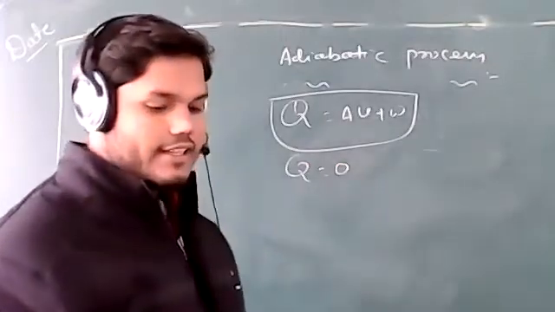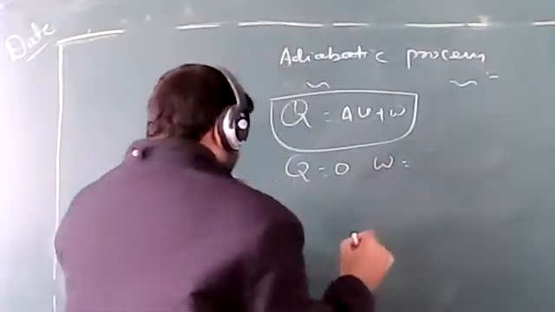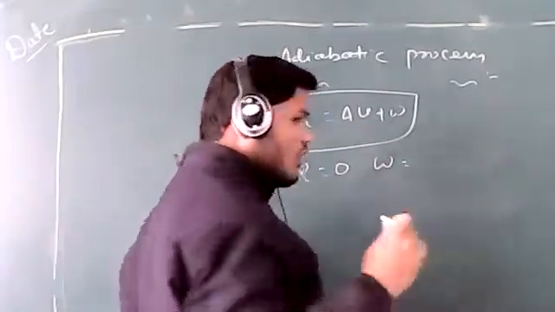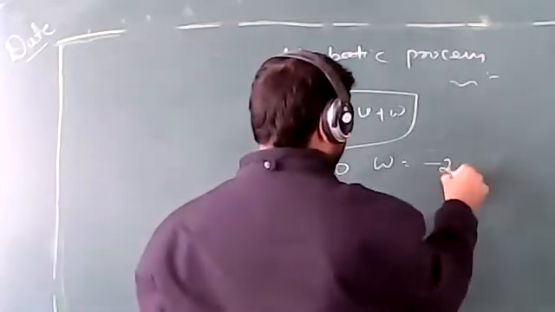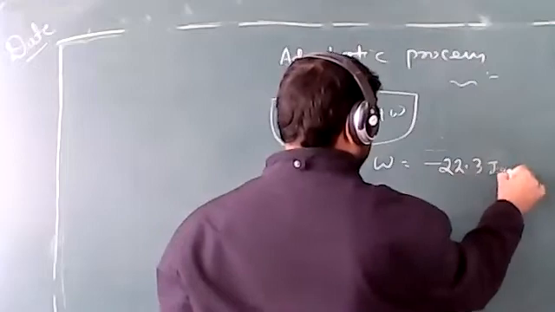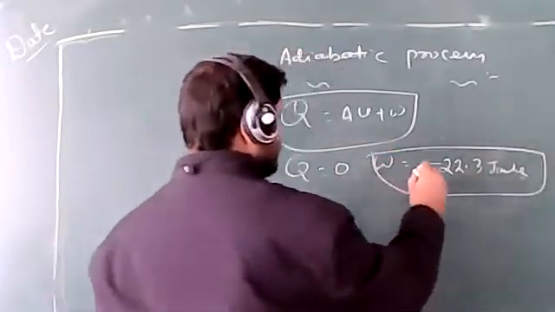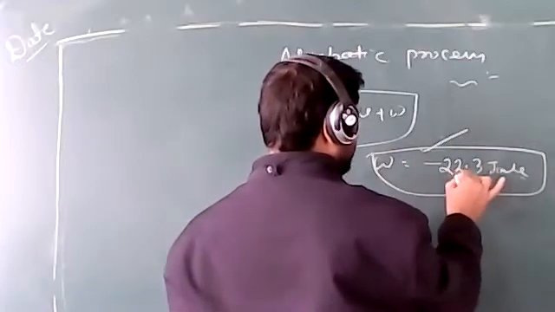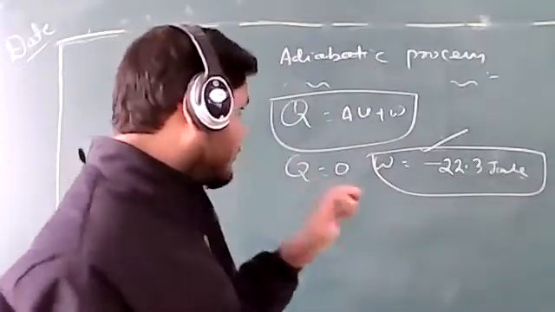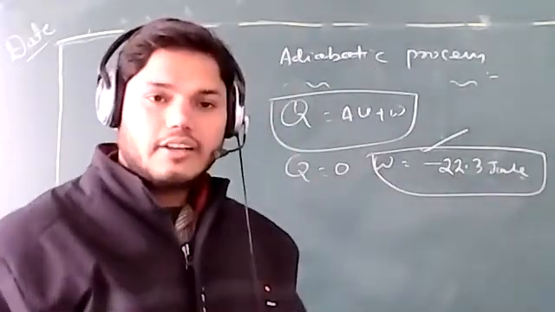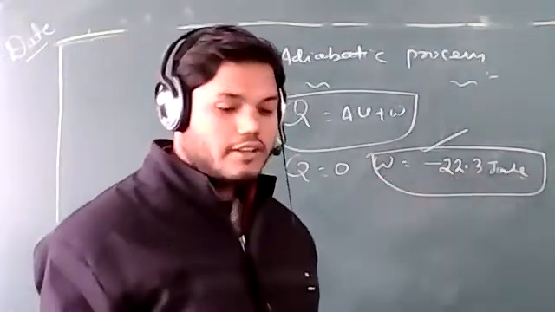What are the given things? Q equal to 0, and the work is done on the gas. That means work is how much? 22.3 joule. So you have to put the negative sign here. W equal to minus 22.3 joule. In the question, it is given that work is done on the gas, so we write W equal to minus 22.3 joule.